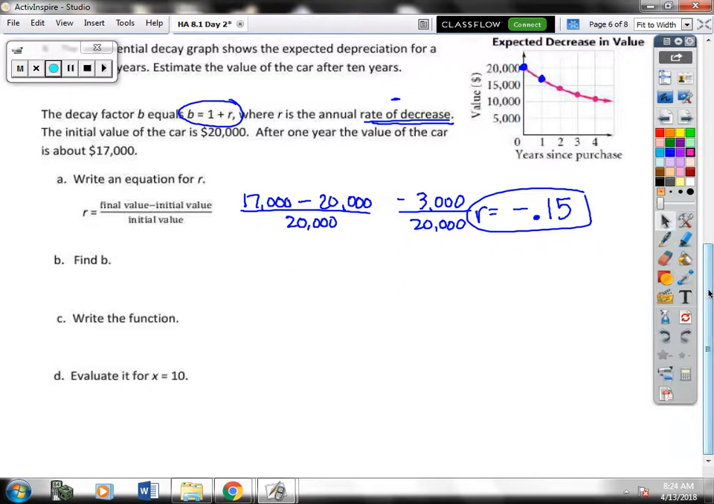Then we have to find our decay factor, B, which is 1 plus R. Yesterday it always became a positive, greater than 1 value. This time it'll become less than 1 because we have a negative. So we'll get 0.85.